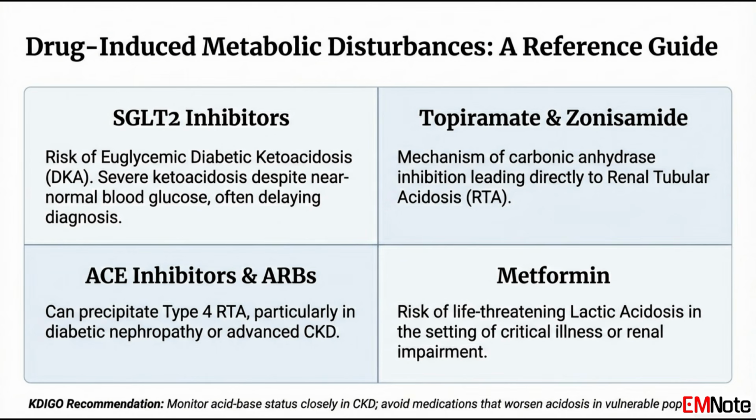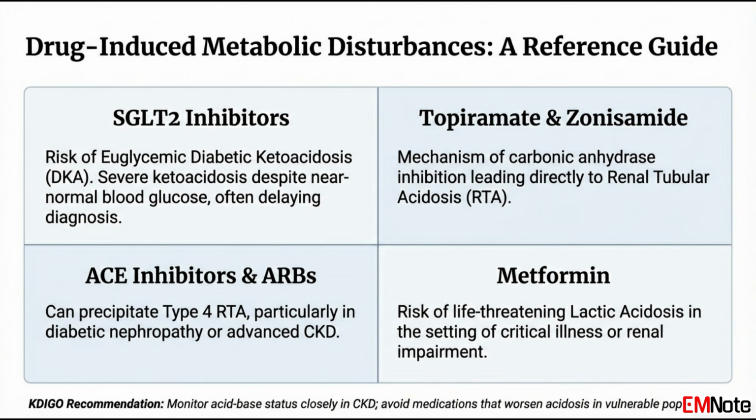Okay, let's switch to neurology. What about anti-epileptic drugs? For those, you really need to be watching for topiramate and zonisamide. And what's the mechanism of action with those? They act as carbonic anhydrase inhibitors. That specific mechanism leads directly to renal tubular acidosis or RTA. Okay, so that's the brain.